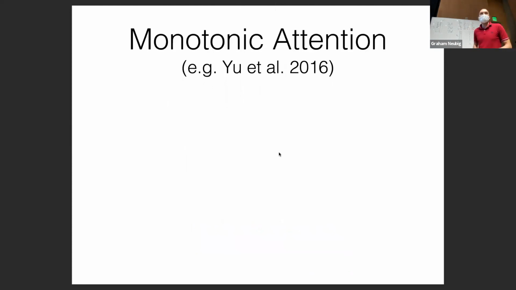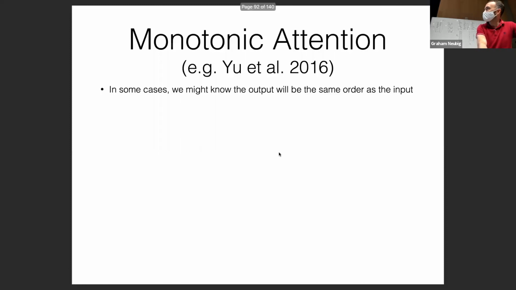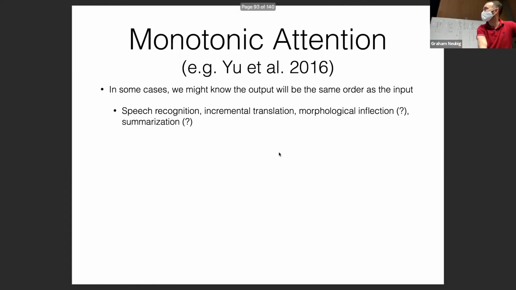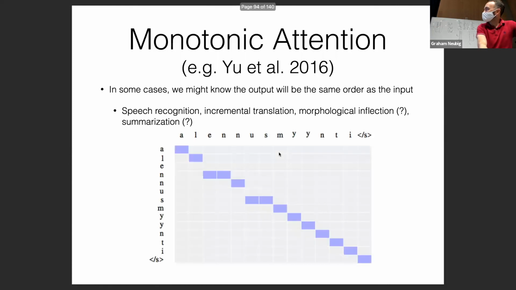Another thing is that for some tasks, we know with some certainty that the output is going to be in the same order as the input. An example of this would be something like speech recognition, because in speech recognition, we know that the output words are going to be in the same order as they were spoken. So we can enforce that the attention will always move to the right. This is a harder constraint than the Markov property that I talked about before.